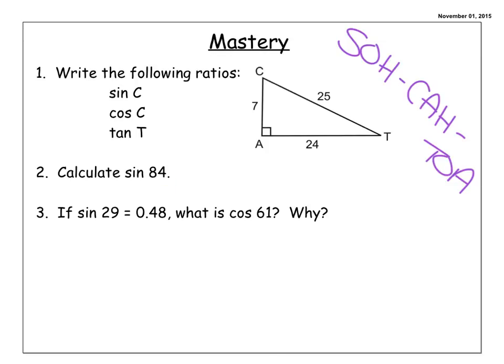The second part, you are just practicing putting this in your calculator, so I ask you to calculate the sine of 84. And then for your last question on the mastery ticket, it's about those complementary angles that we were just talking about a second ago. I ask you to compare the sine of 29 to the cosine of 61, and I want to know why, so make sure you answer why.